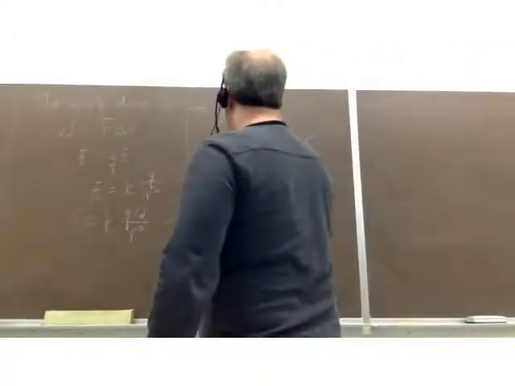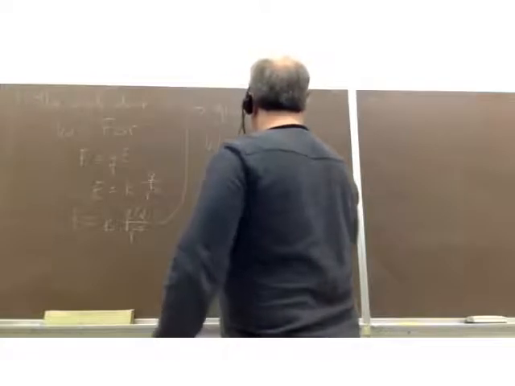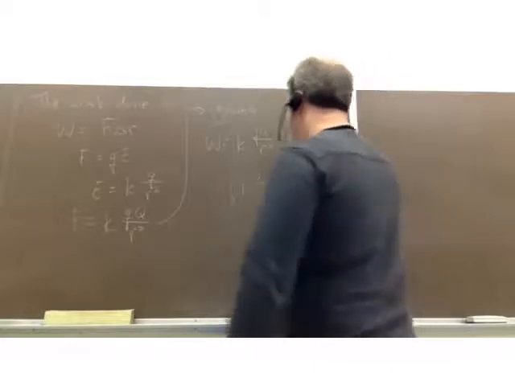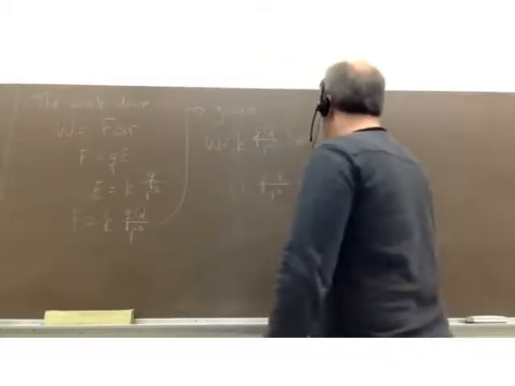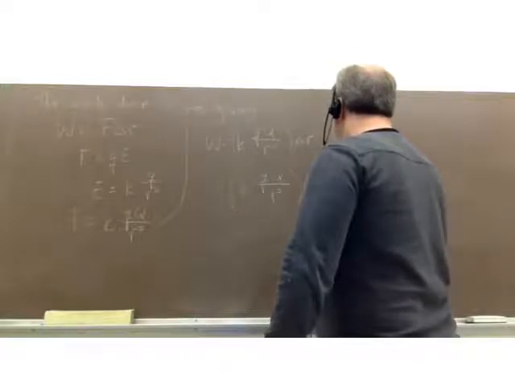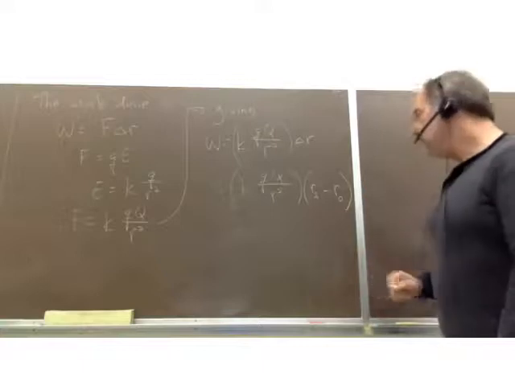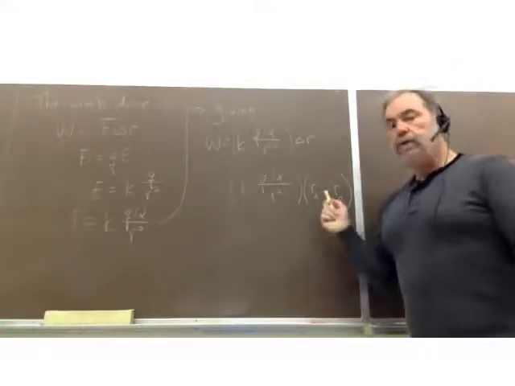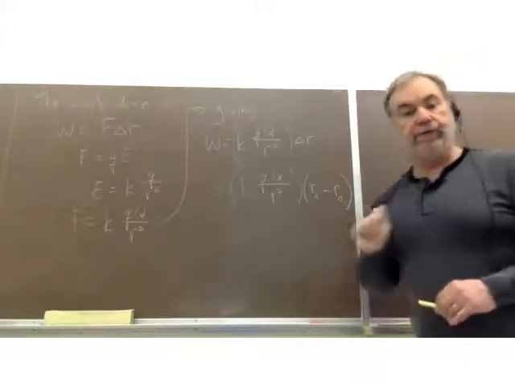But delta R is R final minus R initial. Okay, so that's the calculation so far as it goes. But there is one other issue that we need to deal with.